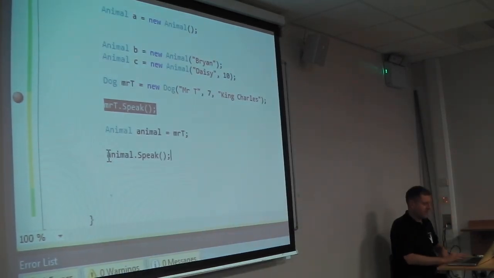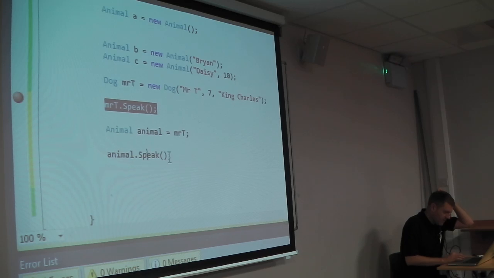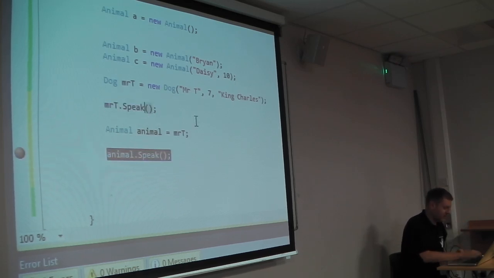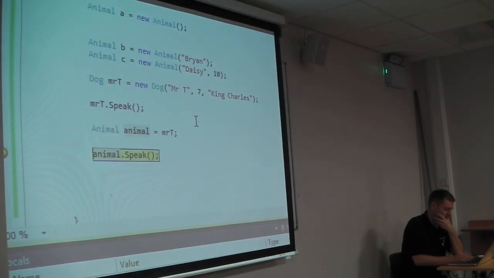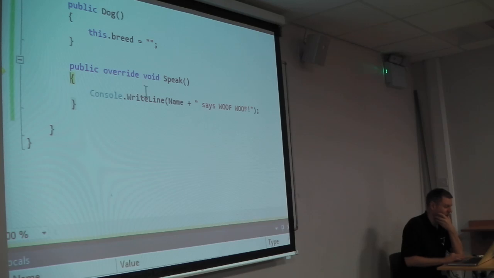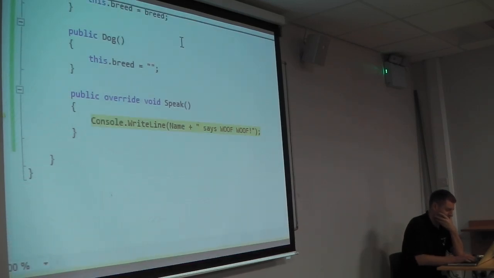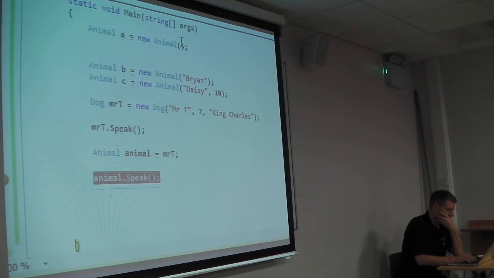Okay, let me set my breakpoint here. Again, this is how you prove this to yourself, and this is how you learn. Okay, animal.speak, hitting F11 to run the debugger. Press F11, and there you go. That's public override void speak in the dog class. Is that okay with everybody?